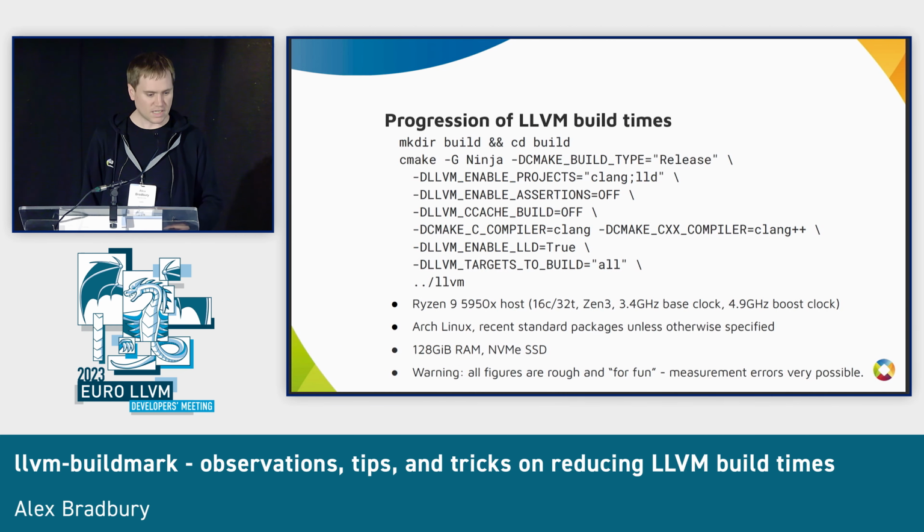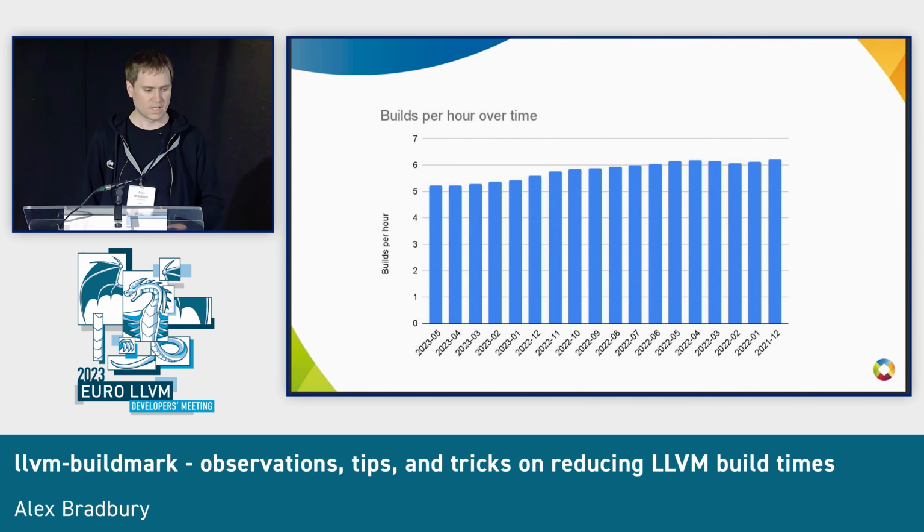So I've got a few stats here, kind of health warning. They're all kind of rough and for fun. I can't guarantee they're all completely reproducible, but I think they are broadly correct. This is building on a relatively beefy desktop system, Ryzen 9 5950X, 16 cores. And I've included full build commands more for future reference, and something I'll go through right now. And I'll pick through a few things that can be helpful for slightly faster incremental builds.